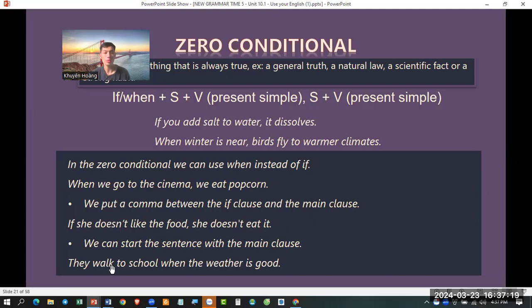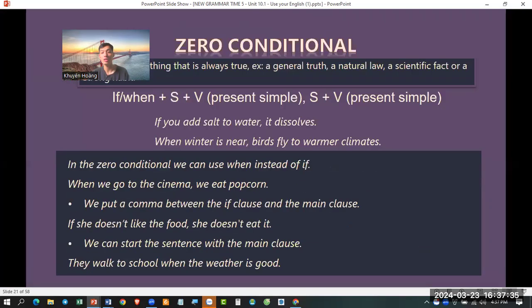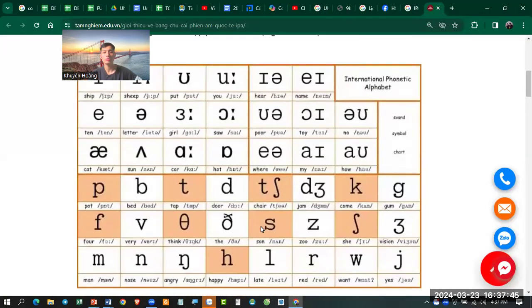How do you say this phrase? Walk to school. Yes, it is walk to school. Good. It is better now. And one day I'm going to teach you how to pronounce the sound in English correctly.